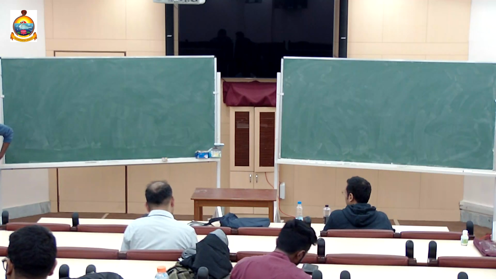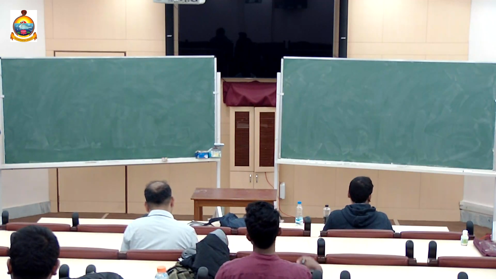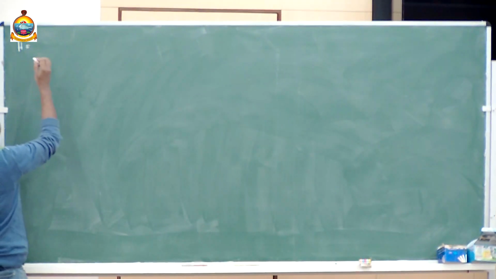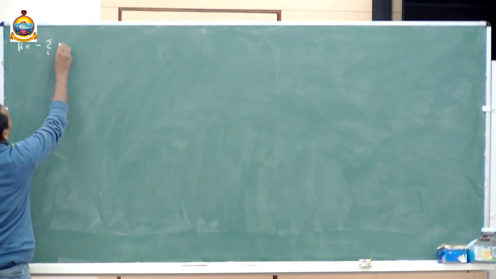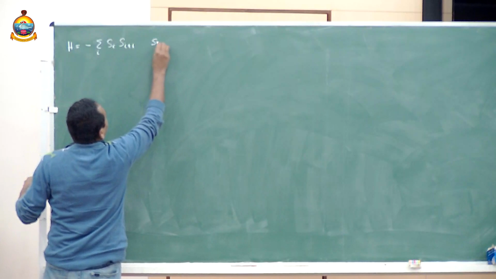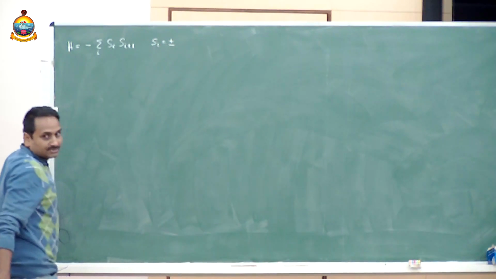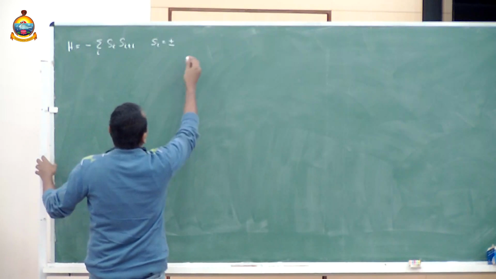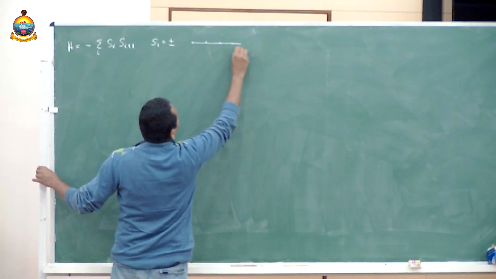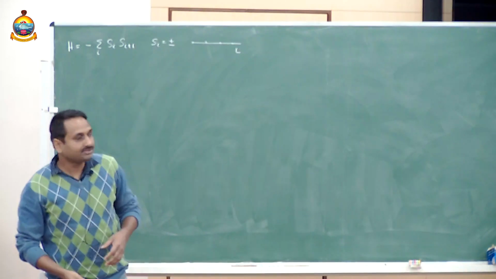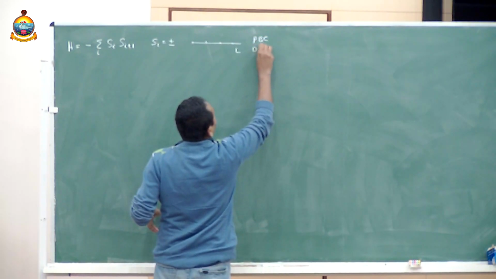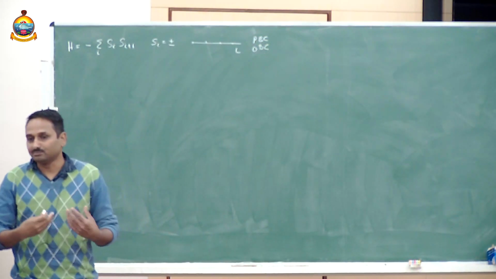So let us revise a little bit what we did yesterday. What we started with is a Hamiltonian which is minus the summation over i of s_i s_{i+1}. s_i is a variable which can take plus or minus 1 values, and we defined this on a lattice of length L. You can have periodic boundary conditions or open boundary conditions, and we studied both these examples.